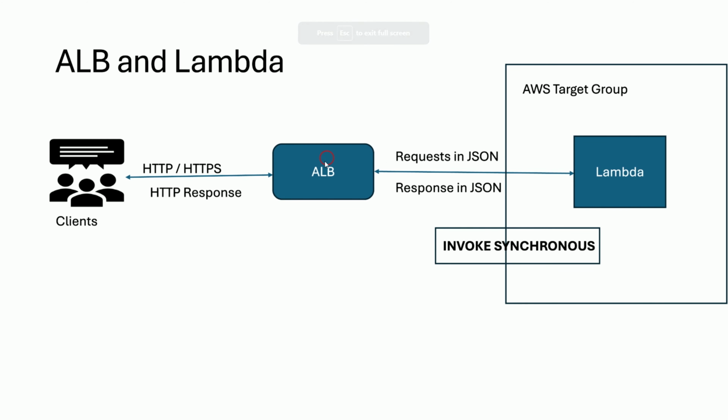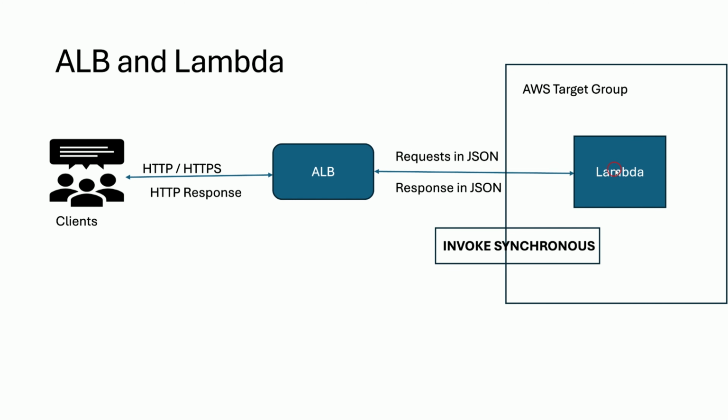And okay, here if you see the example, we have clients which are sending HTTP and HTTPS requests to ALB. So ALB is the application load balancer which takes all the requests from the users, and after that it is sending those requests to the target group linked Lambda. So this target group is attached to the ALB so that ALB is able to access this target group and send the request to the Lambda which was configured in this target group.